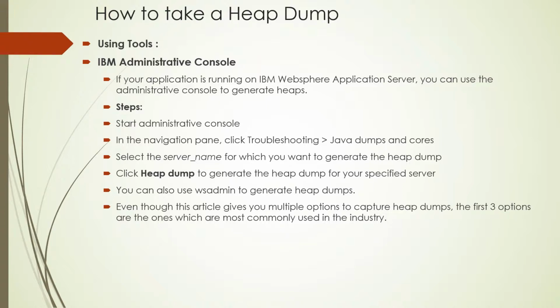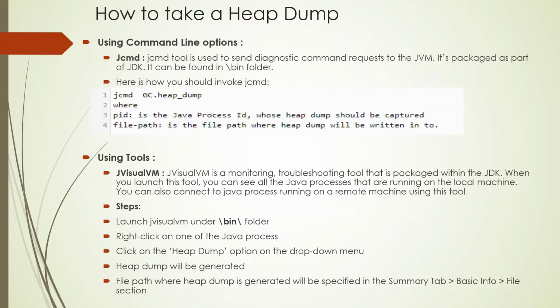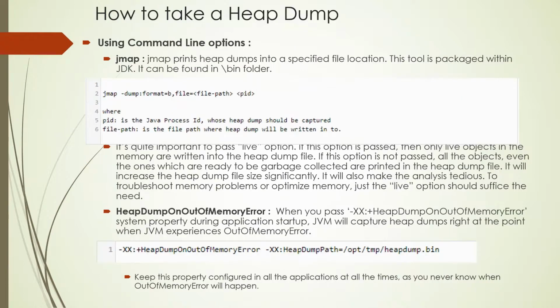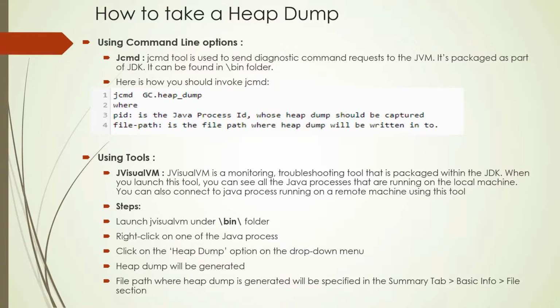So these are the different options we have discussed for taking heap dumps. Though we have so many options, the famous ones are jmap. Most of the time people will use jmap, or a heap dump on out of memory error, which is already configured. The third option is jcmd. jcmd also will not be used too much.